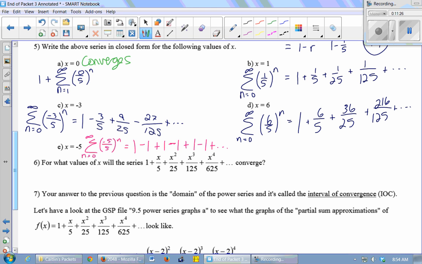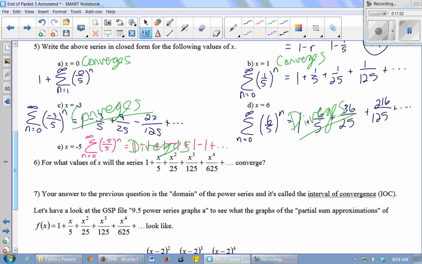This one converges, and we even found what it converges to. This one converges. It's a geometric, alternating series, and the terms go to 0. This one diverged, because the terms were getting bigger. And this one diverges because the terms don't go to 0.